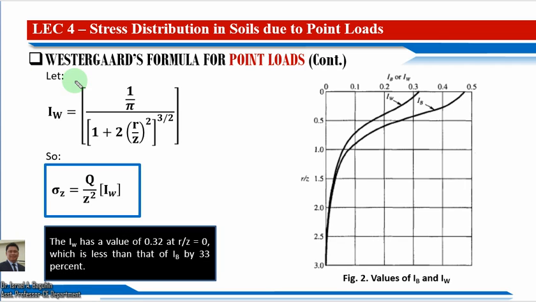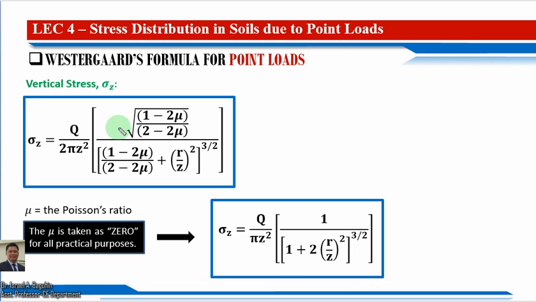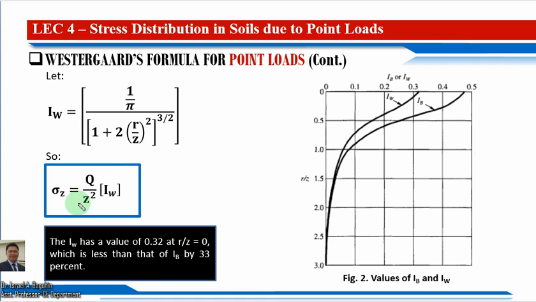So we assign here our I subscript w, which is now our influence factor. As you can see, this is 1 over pi over 1 plus 2 times r over z squared, raised to the 3 halves. As we assign this, the formula for our vertical stress reduces to q over z squared times I subscript w.